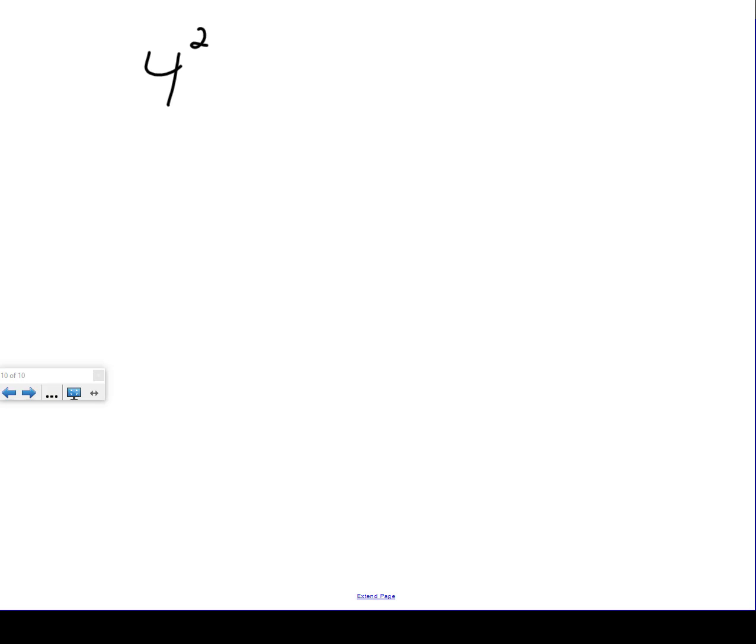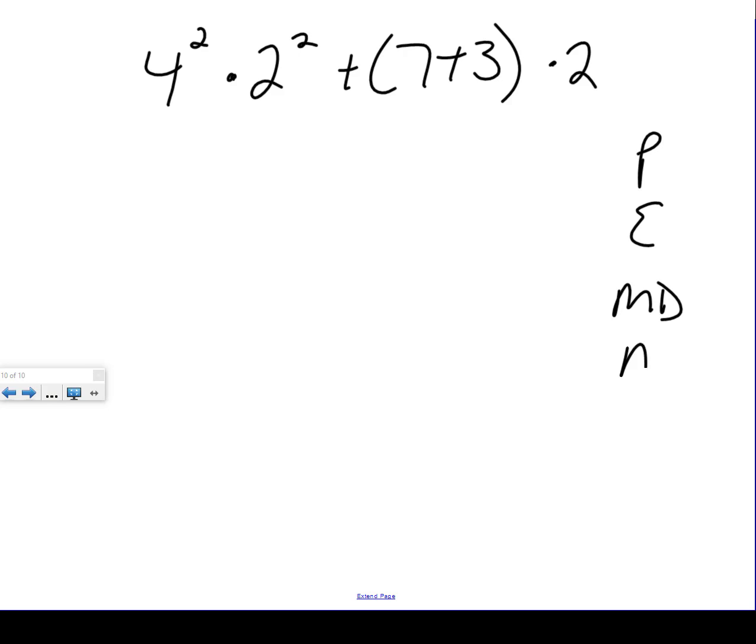Ouch. 4 squared times 2 squared plus 7 plus 3 times 2. All right, I do have parentheses. Inside the parentheses, I'm going to add and get 10. I'm going to bring down everything I haven't used. Oops, that's a multiplication sign.